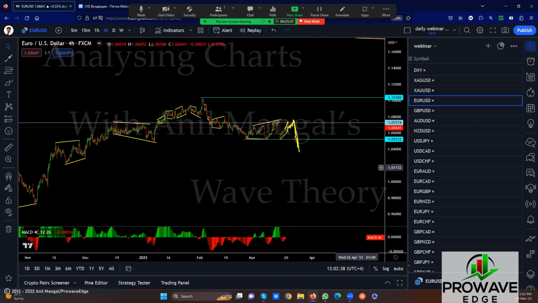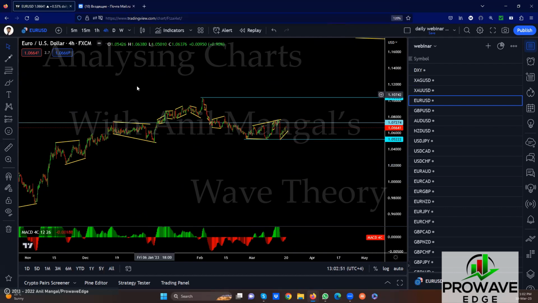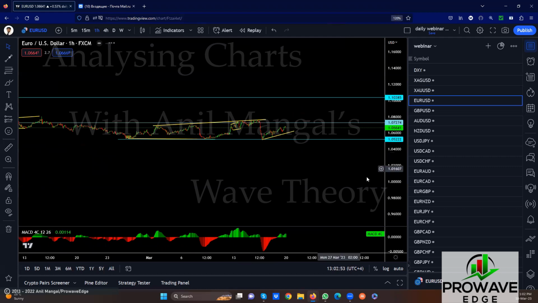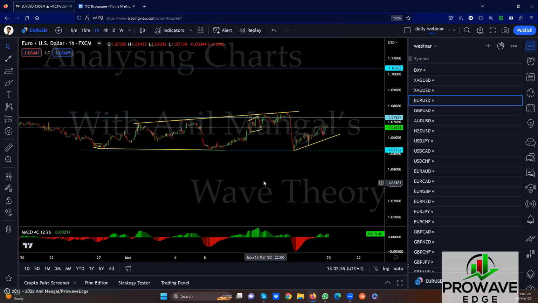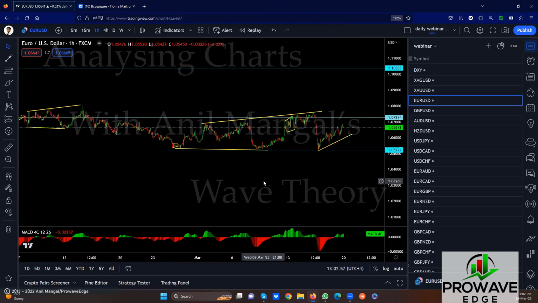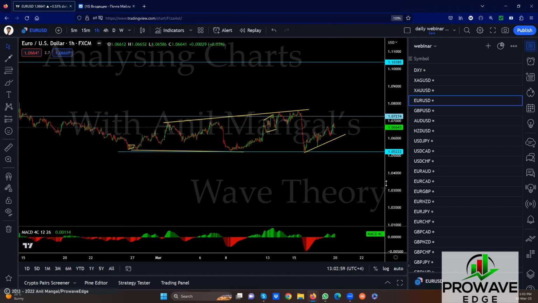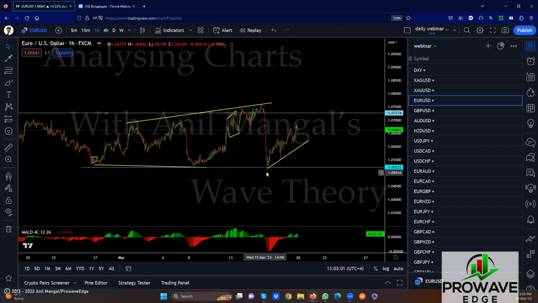Now, can this move go all the way to the top here and then come back? It could, but it's very unlikely. So when you're looking at wave analysis, you're looking at the patterns and you're deciding what that pattern is likely to do, right? Based on all the other parts of the structure. Now, we broke the low. And once you break the low, then it's possible to do that.